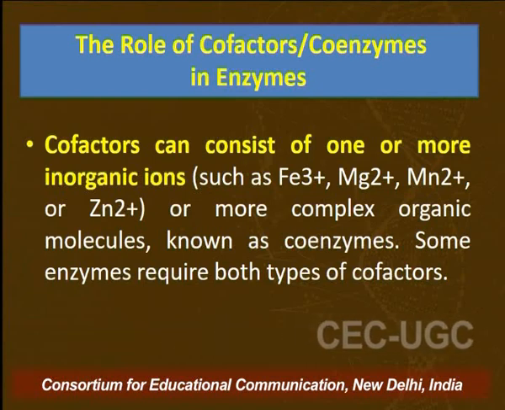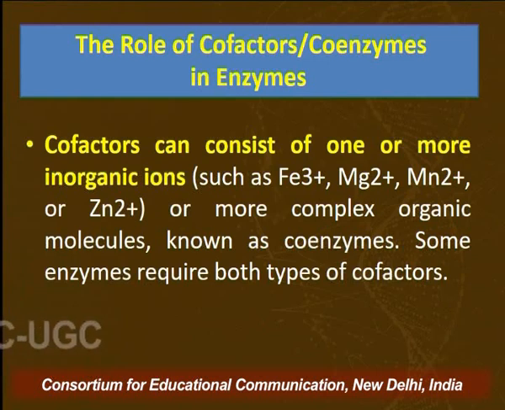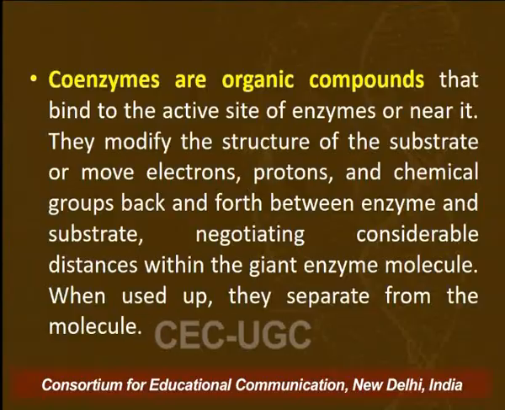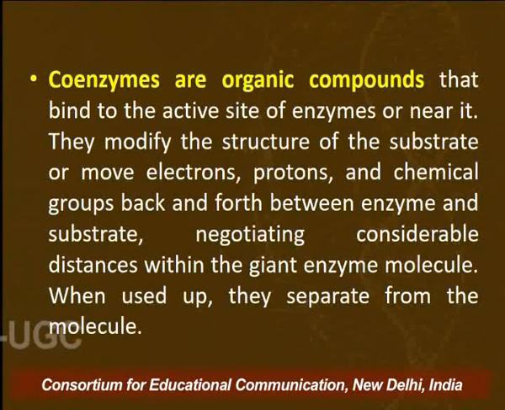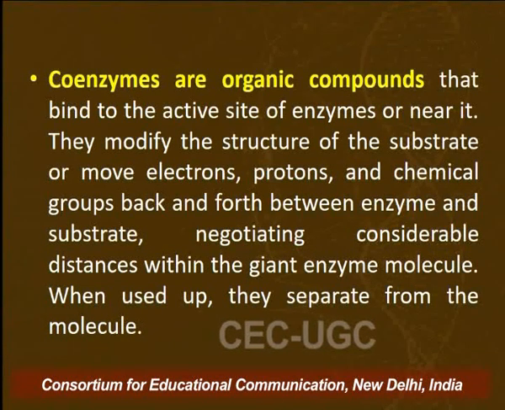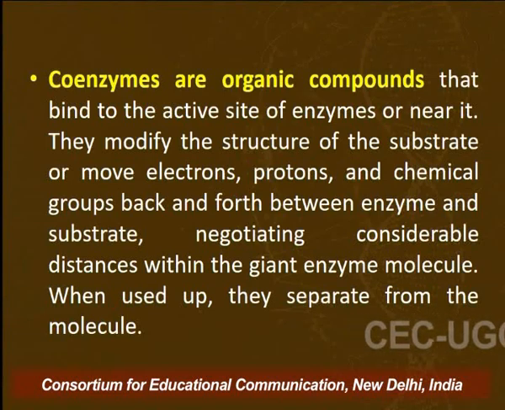Many times there are complex organic molecules which are referred to as the coenzymes for that particular enzyme. So many of the enzymes require both types, both the cofactors and the coenzymes also. Now the coenzymes are basically organic compounds that bind to the active site of the enzyme or near to it, which brings about certain changes in the enzyme and makes it more active so that the catalytic process can go further for forming the product.